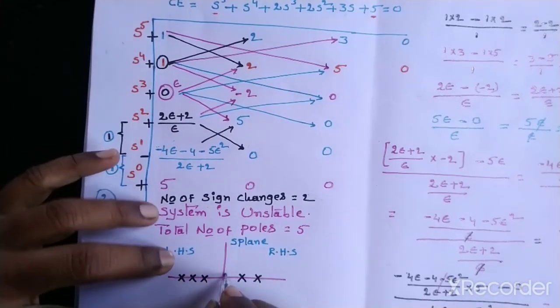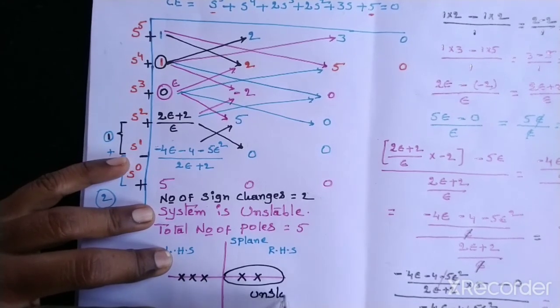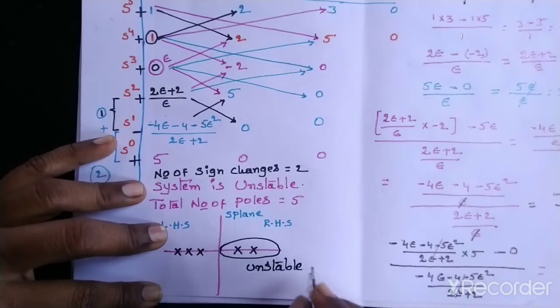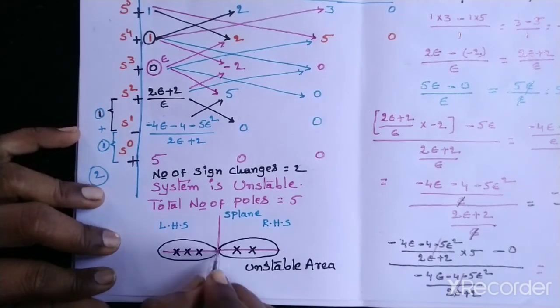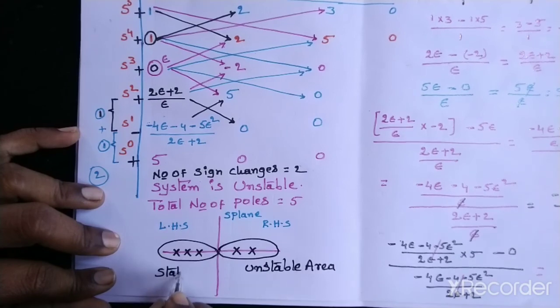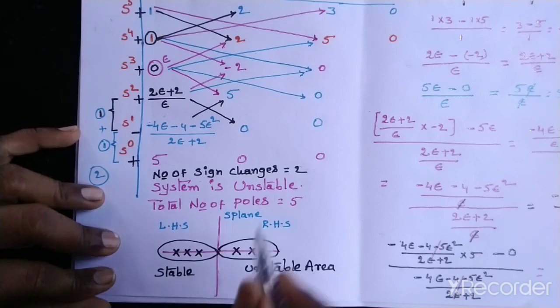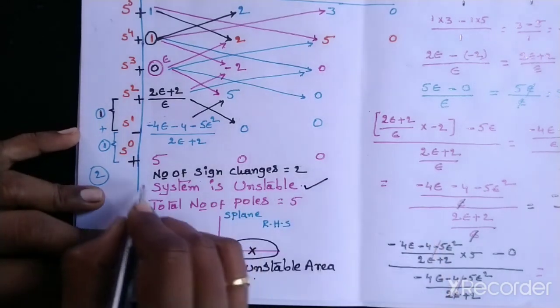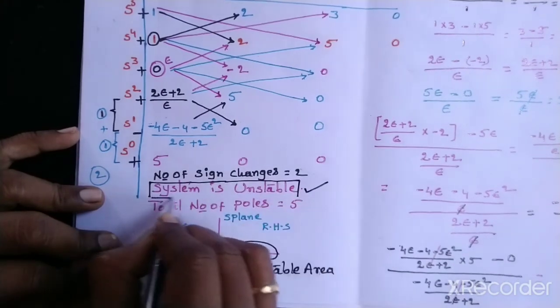Here, this is the unstable area, and this area is stable. But because of these poles located on the RHS plane, the system became unstable. Okay, now the system is unstable.